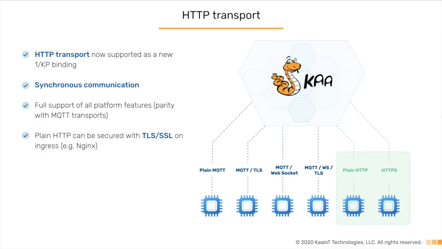permissions. In addition to MQTT-based transports, Kaa now supports HTTP transport, either plain HTTP or HTTP with TLS. Unlike MQTT, HTTP binding is synchronous. It follows the request-response communication pattern and doesn't support server message push. Let's go back to the Kaa Cloud and send some data over HTTP.